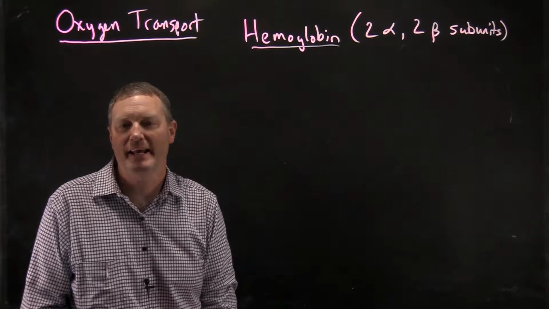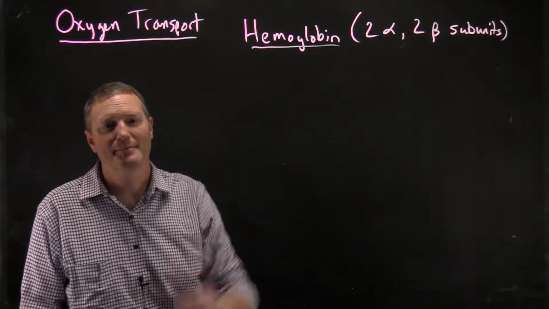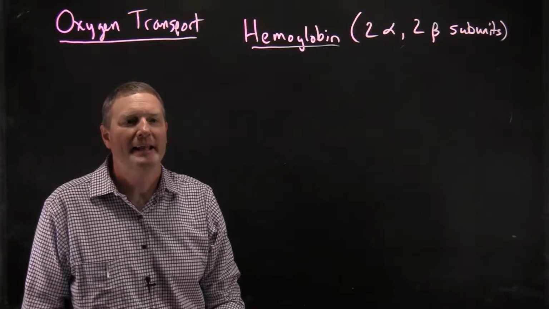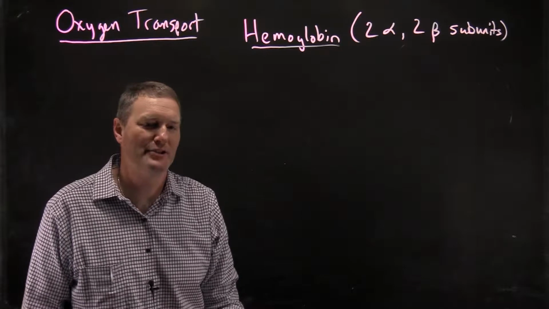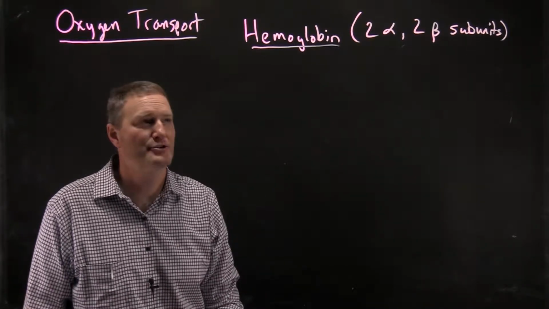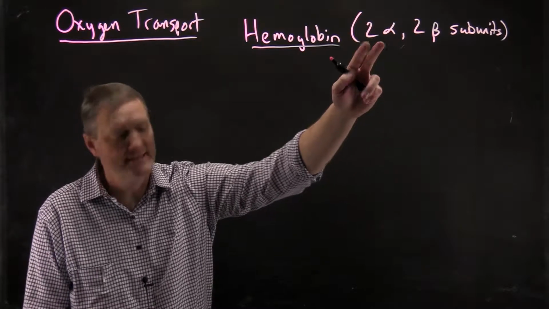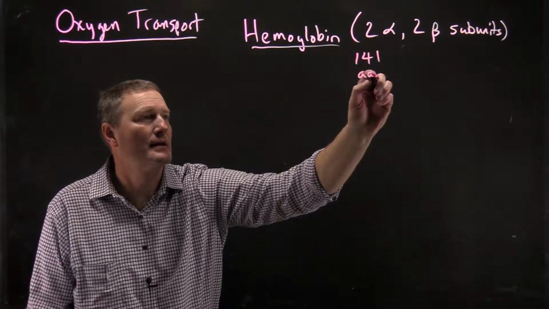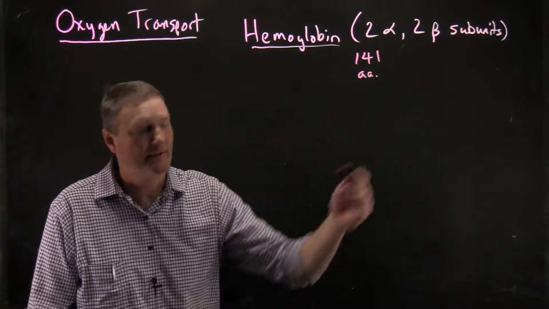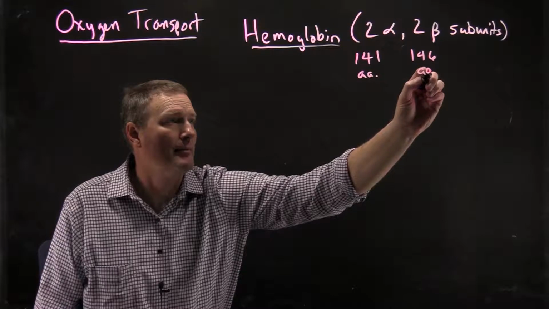So let's talk about the second main protein involved in oxygen transport in mammals, and that is the molecule called hemoglobin. Now hemoglobin actually is a tetramer of 4 different polypeptide chains, so it actually exhibits quaternary structure. It contains 2 of what are called the alpha chains, and these are 141 amino acids, whereas the beta chain is a little bit longer, 146 amino acids.